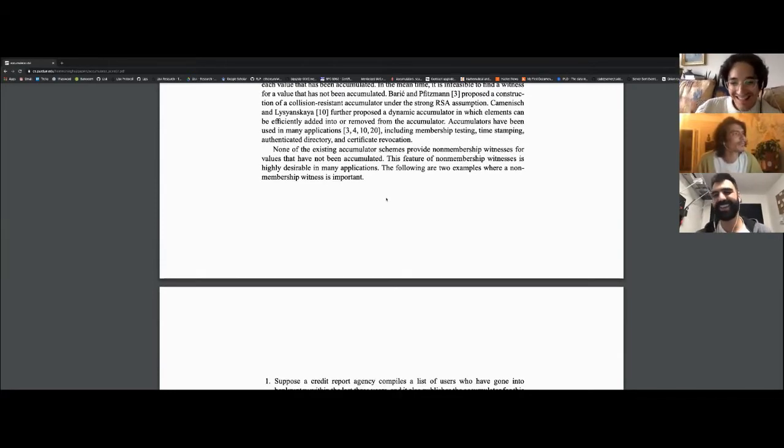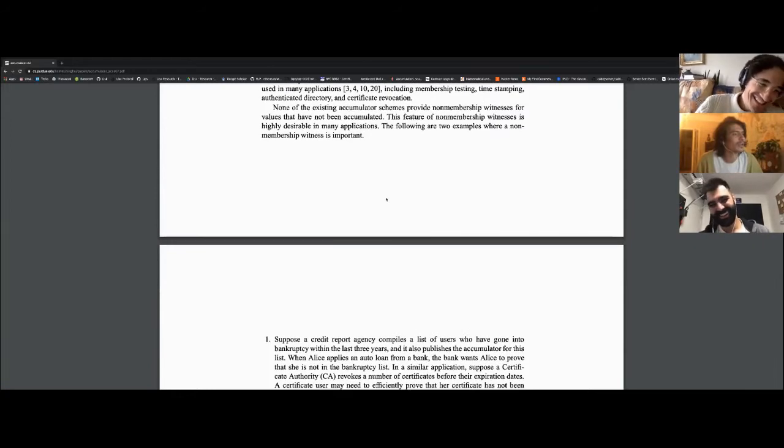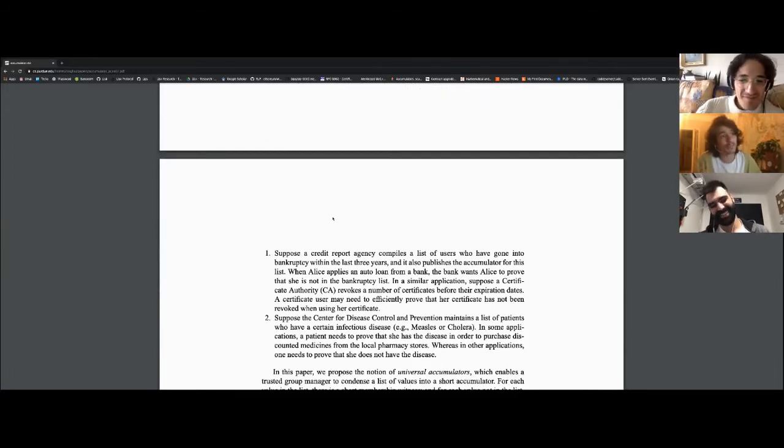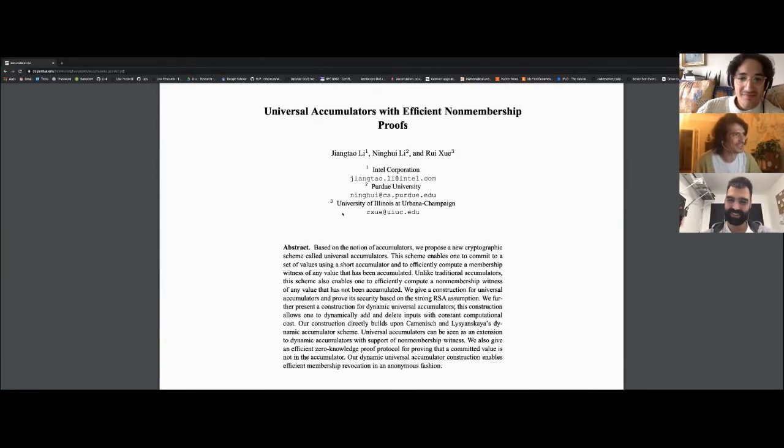Anyway. Okay. So these two examples, they want to give an example where these non-membership witnesses are useful. But I would go in order. So let's go in order with accumulators.